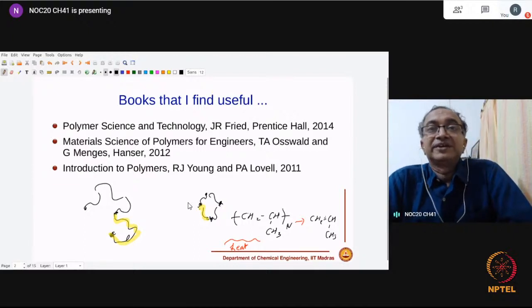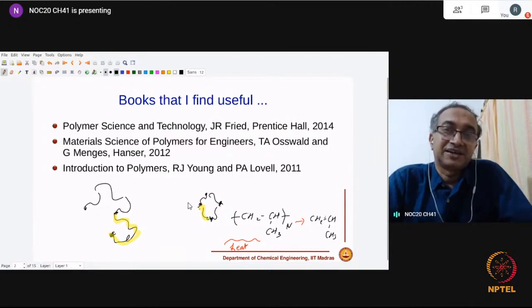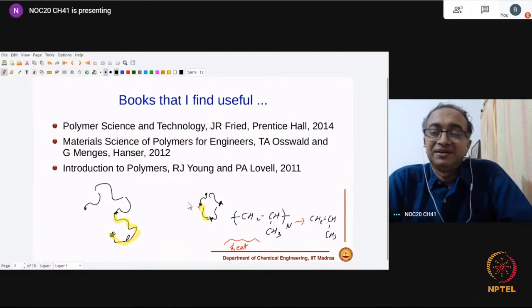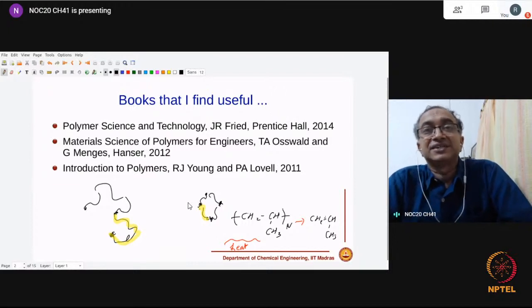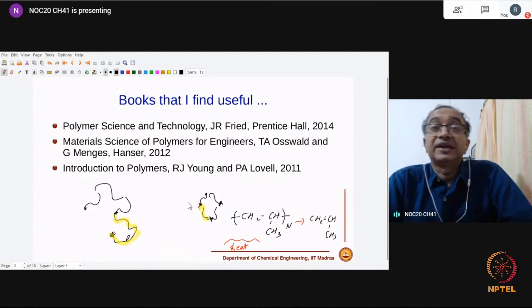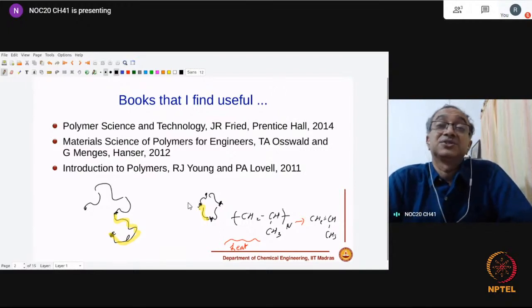So if at all we are interested in making LDPE, we will choose the correct mechanism, the correct reaction conditions, and then get LDPE. If we are interested in HDPE, then we will choose the correct reaction conditions. For example, for HDPE, we may choose Ziegler-Natta or a metallocene catalyst. For LDPE, we may just use free radical polymerization. So mechanism is also different and conditions also may be different.